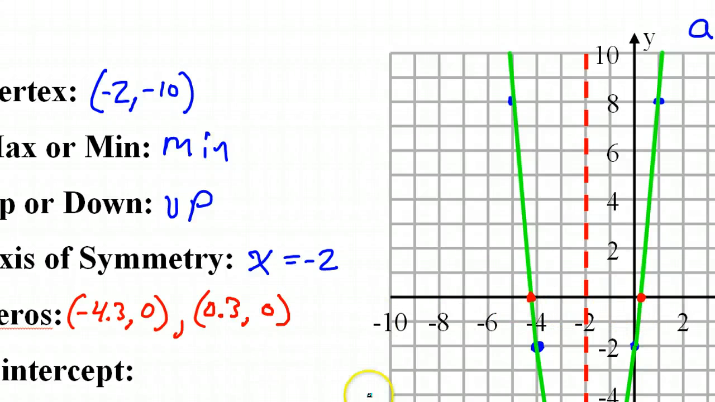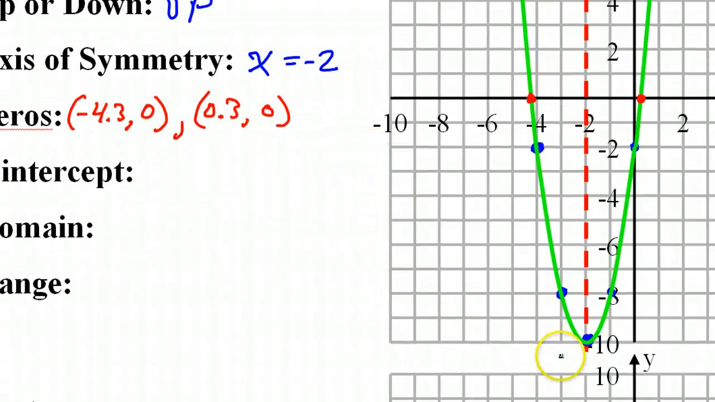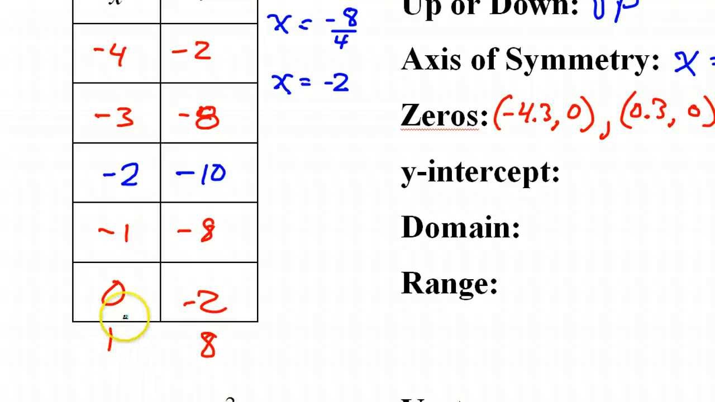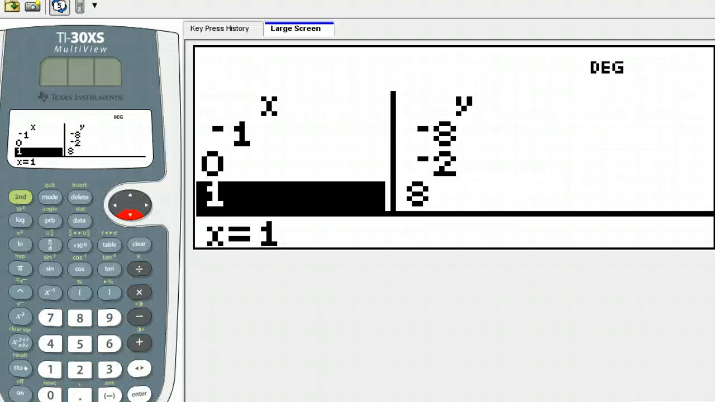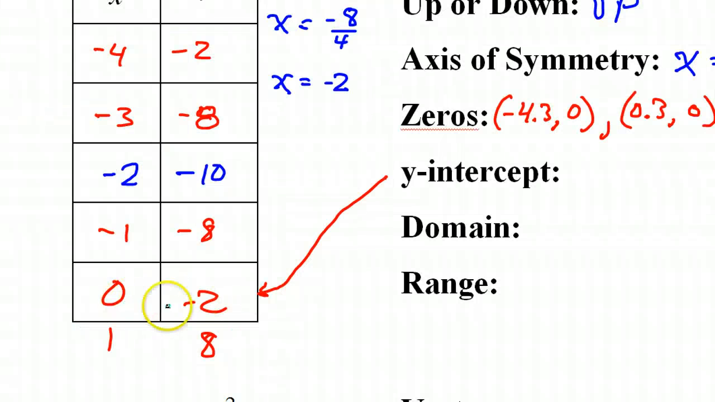Now, the y-intercept, we don't have to estimate. The y-intercept is where this graph crosses the y-axis. So that's right here. This is the y-intercept. The y-intercept is always 0, something. And so you can usually find it right on your chart, or at least in your calculator, even if it doesn't fit on the chart. So 0, comma, -2, that's your y-intercept.